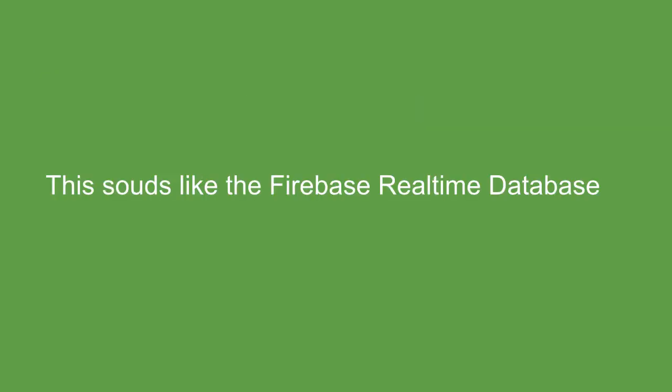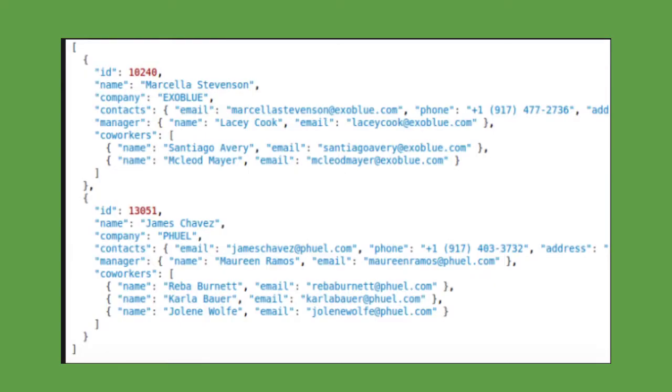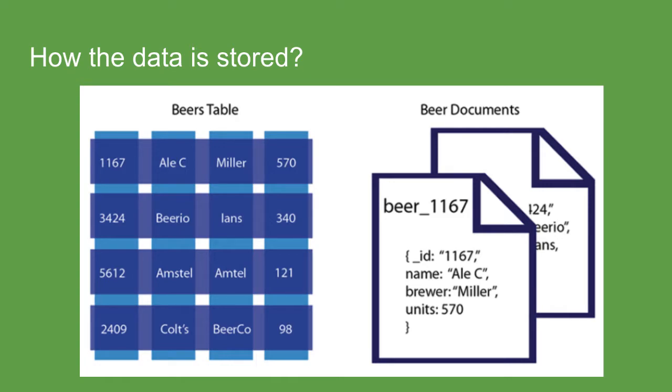So it sounds a lot like the Firebase real-time database. Well, it does, but the main difference between both is that in the Firebase real-time database, you have something like this, a JSON. That's how you store your data in the Firebase real-time database. In the Cloud Firestore, you have document-oriented data. If you never heard of it, relax. It is really simple. It's nothing but storing your data inside a document.